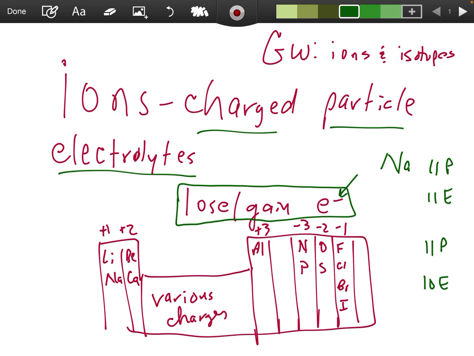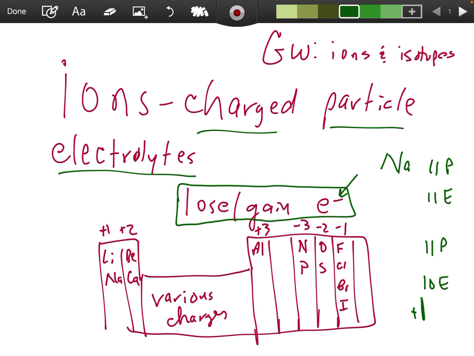If it loses an electron, it will be a +1. You are losing something that's negative. You are going to have to get that into your brain. If you lose electrons, electrons are negative and you become more positive.